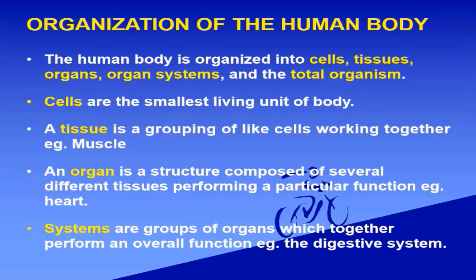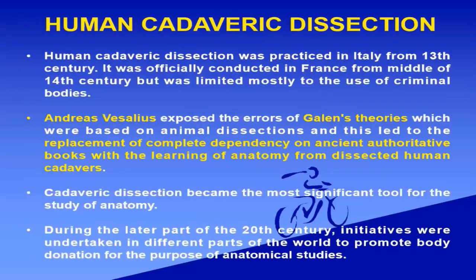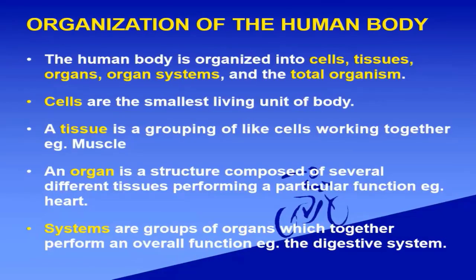Organization of the human body is also very important in anatomy. The human body is organized into cells, tissues, organs, organ systems, and the total organism. All these constitute the total organism. Cells are the smallest living unit of the body. A tissue is a grouping of like cells working together, such as muscle.